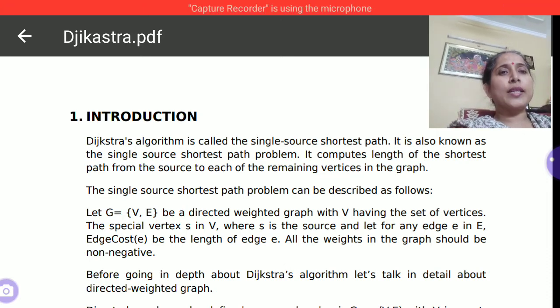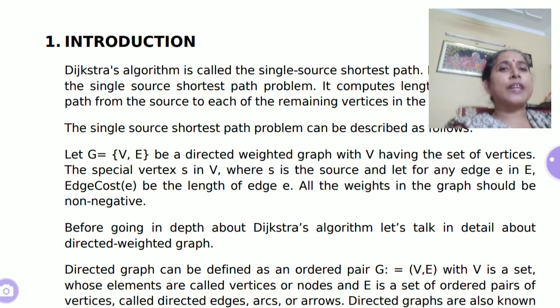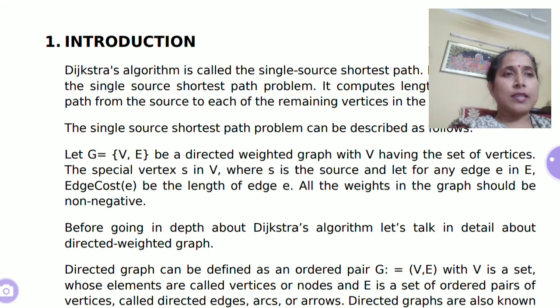So you can describe the single source shortest path problem as, let's say, G. Capital G, you can see on your screen, is a set of V and E. We always say a graph is a set of vertices and edges. G is a directed weighted graph with capital V having a set of vertices, and a special vertex S in V, where S is the source. For any edge small e in capital E, capital E is the set of edges that are there in a given graph.